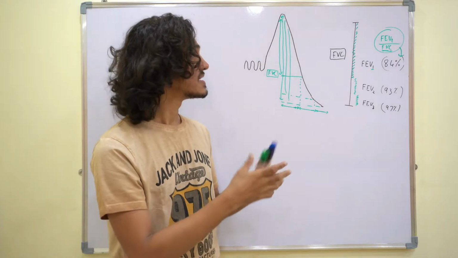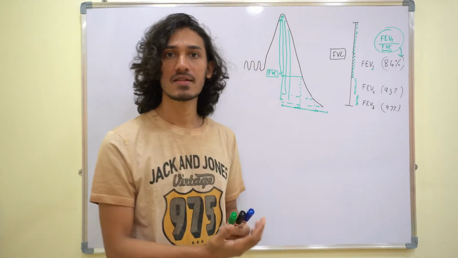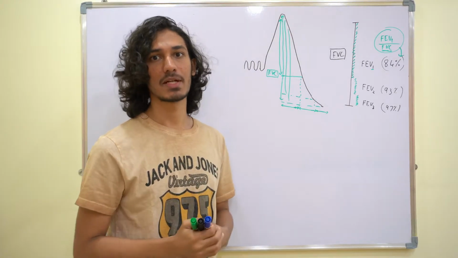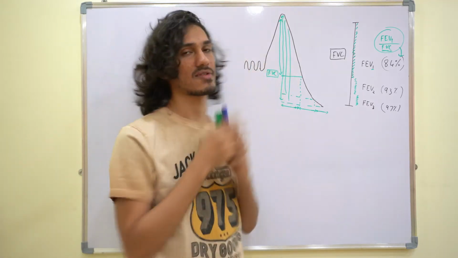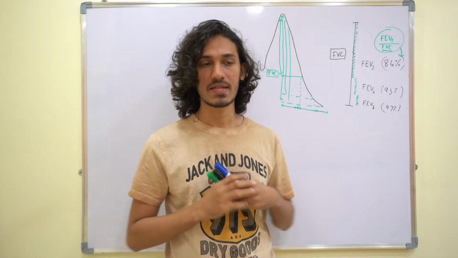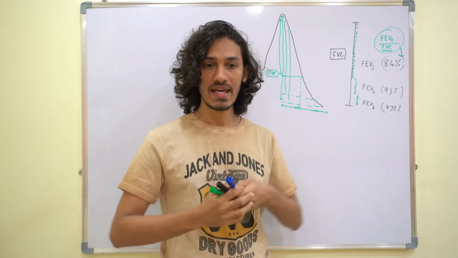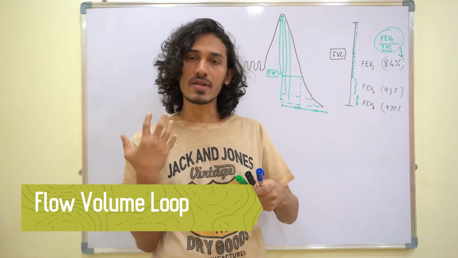So this determines how fast you can expire. So time has come into play over here. So that is your forced vital capacity, and that is about this. Now we need to go to something called flow rate.